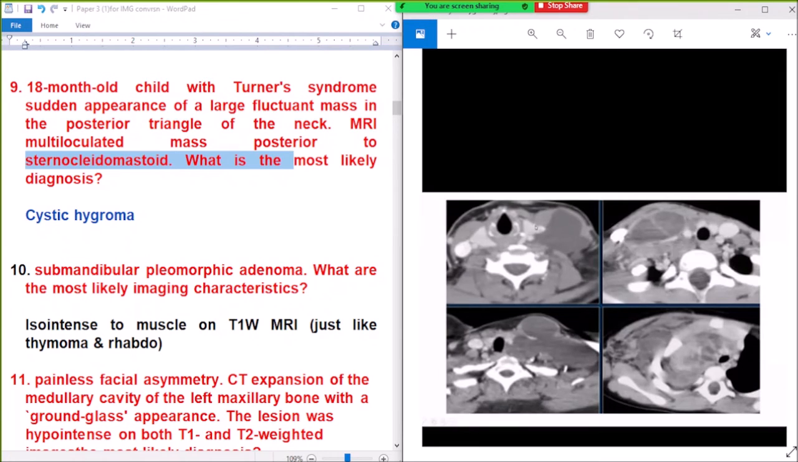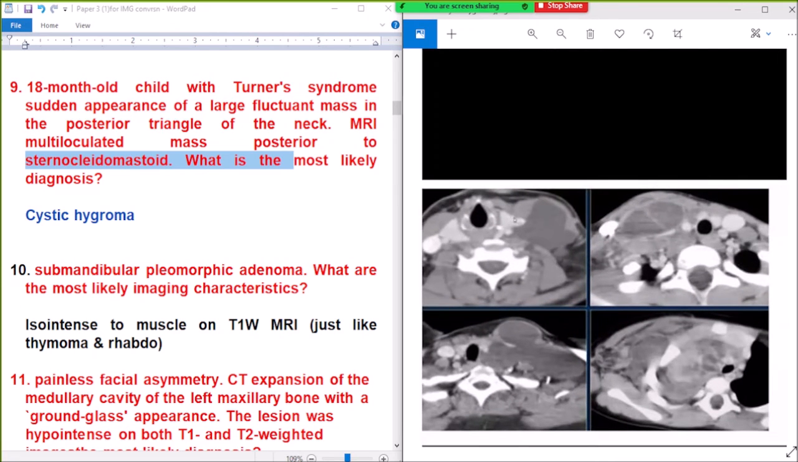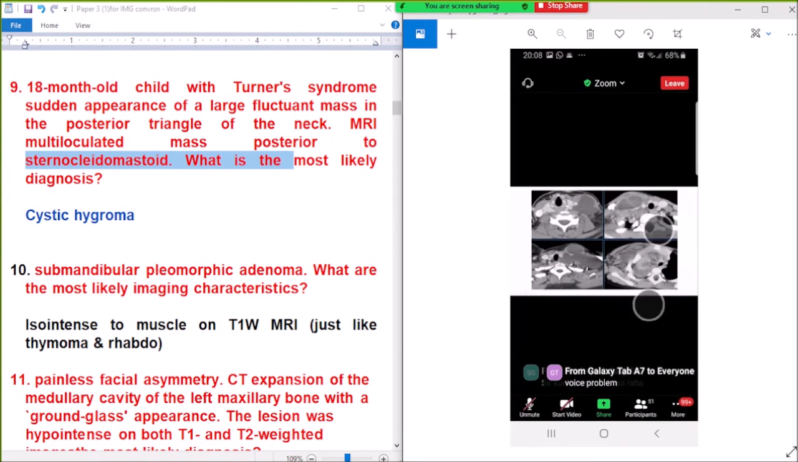Cystic hygroma. Next question. This is actually a CT scan, but similar multilocular mass posterior to the sternocleidomastoid, so cystic hygroma.